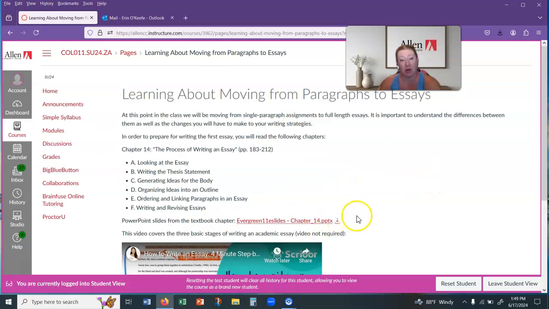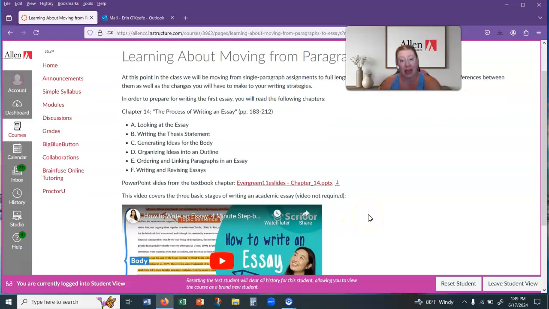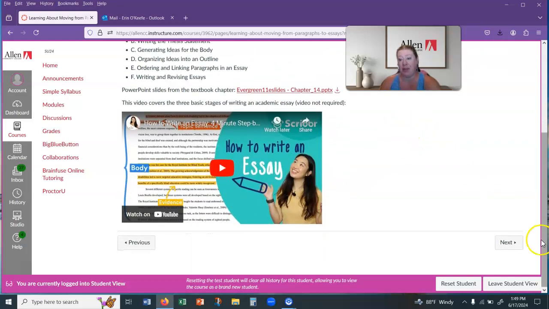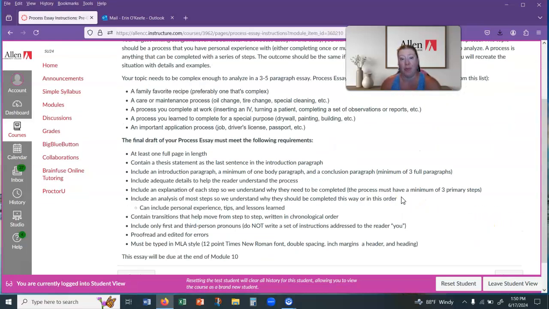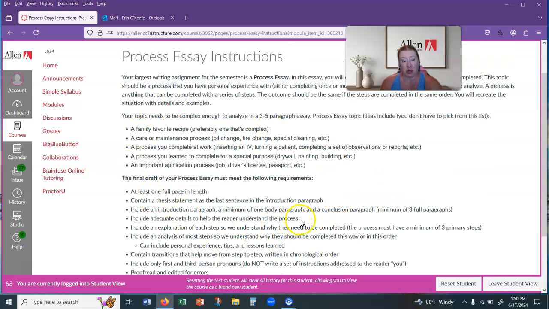This section here is more about writing an essay and kind of moving from that paragraph level to the whole essay. And so I would definitely give yourself a little bit of time to go over chapter 14, just kind of skim through it, look for some ideas, especially those of you who feel like you have less experience with writing. That chapter will be really helpful for you. Then we have the process essay instructions.